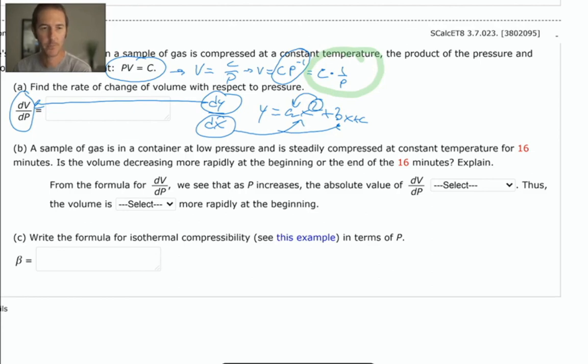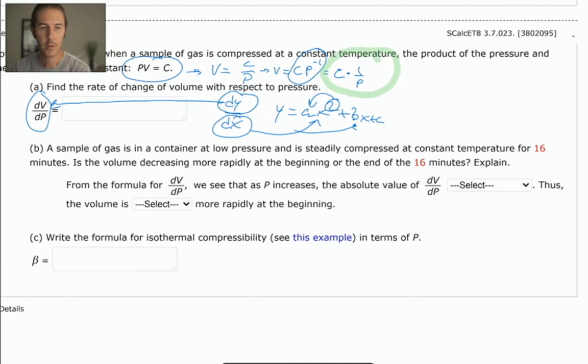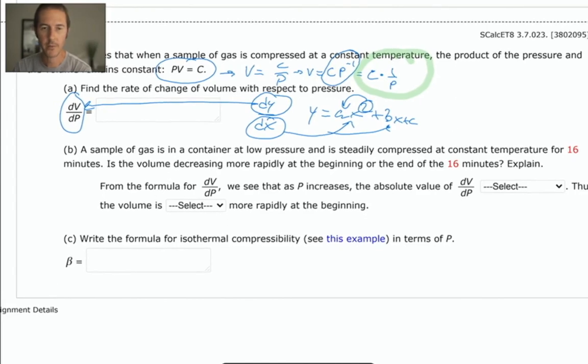Write the formula for isothermal compressibility. See this example in terms of P. So I didn't actually look at that. It's in the notes. It's for sure in the textbook. You should be able to click into that example. I have not actually done that, and model what's going on in that example.